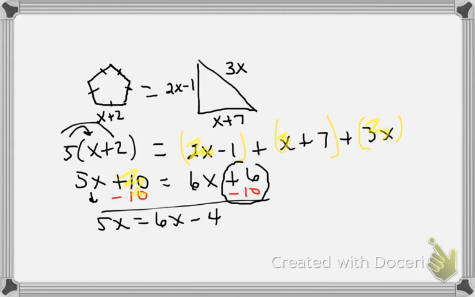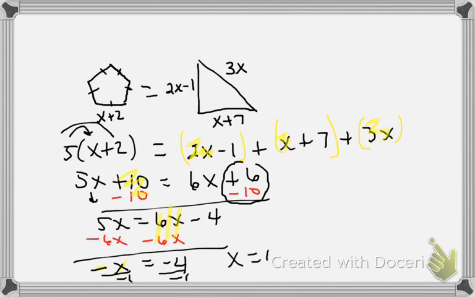Now I'm going to move my x over. So I'm going to subtract 6x from both sides. This becomes a zero pair. Negative x equals negative 4. Alright, and remember what we said, we can't have a negative for a variable, so because of that we just go ahead and divide everything by negative 1, and so x equals 4.